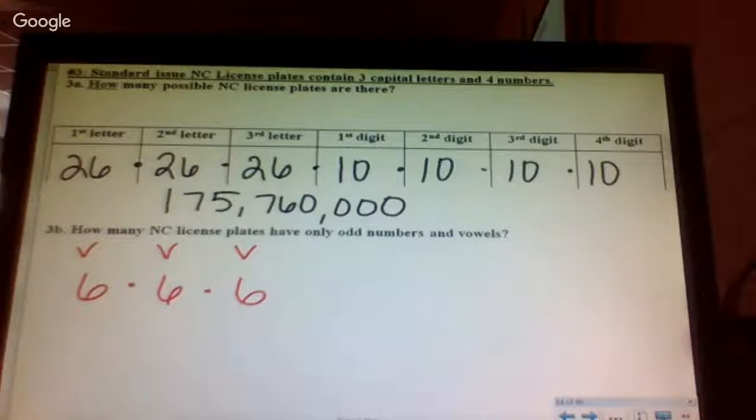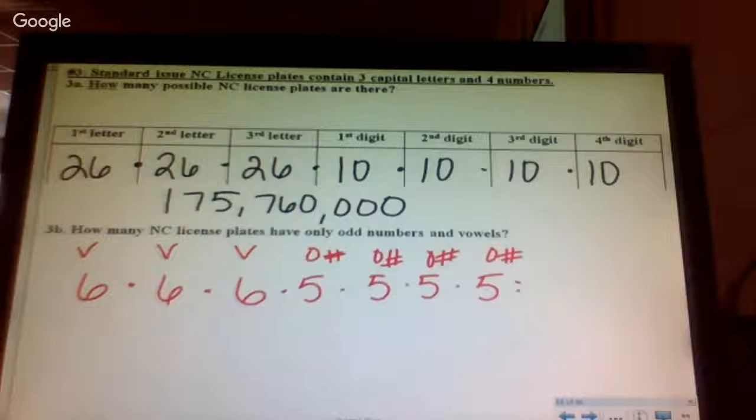So 6. Okay, I want an odd number. How many odd numbers do I have? 1, 3, 5, 7, 9. 5. So I've got 5, 5, and 5. Okay, they didn't change anything else about the license plate besides that your letters now had to be vowels and your numbers had to be odd.